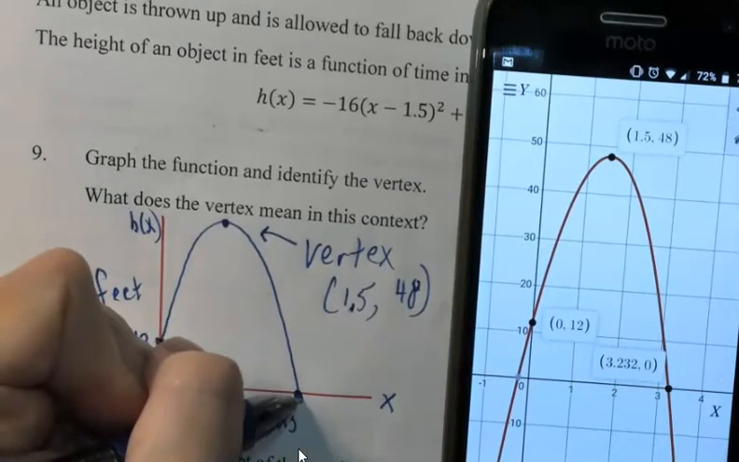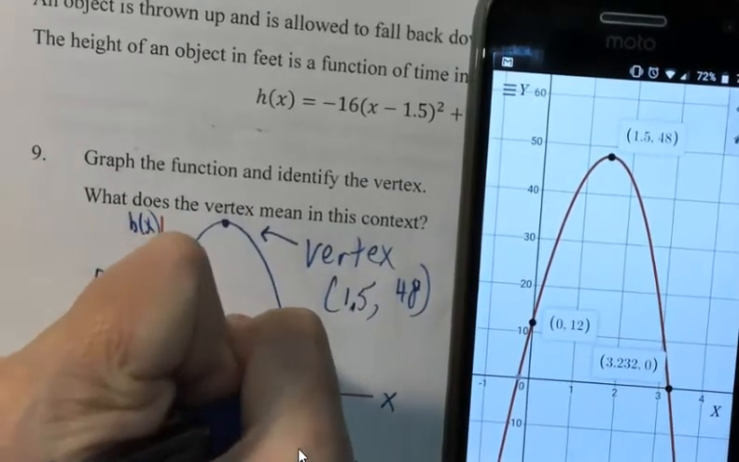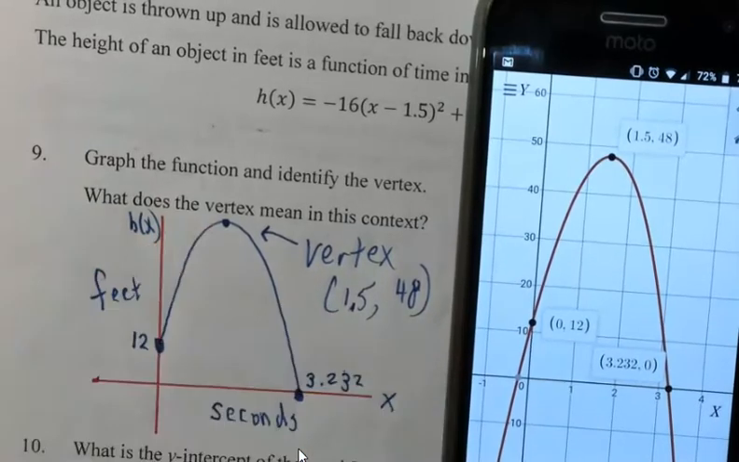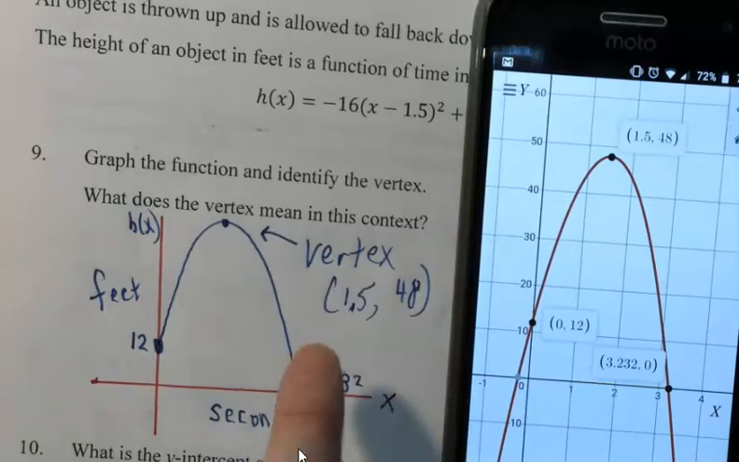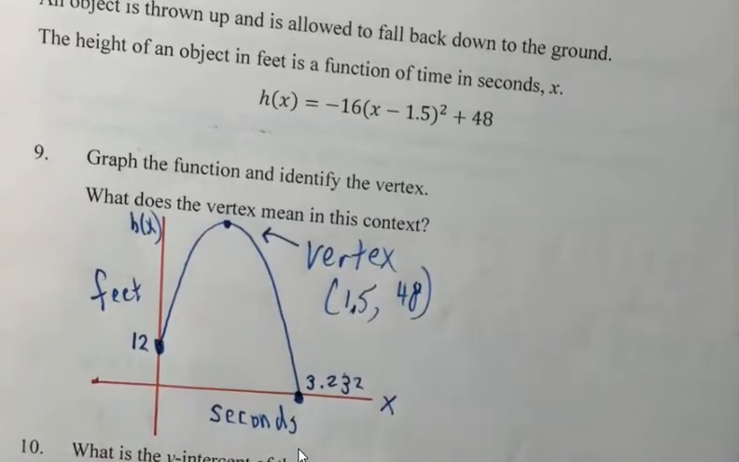I'm going to go ahead and label this too. This number here was 3.232. So you can write the ordered pair the way it's presented on the screen here, or you can just write that number. Both would be okay. All right, so we've graphed the function and we've identified the vertex.